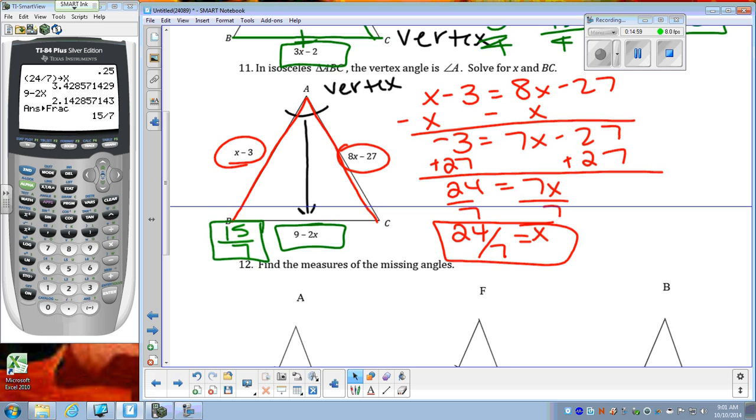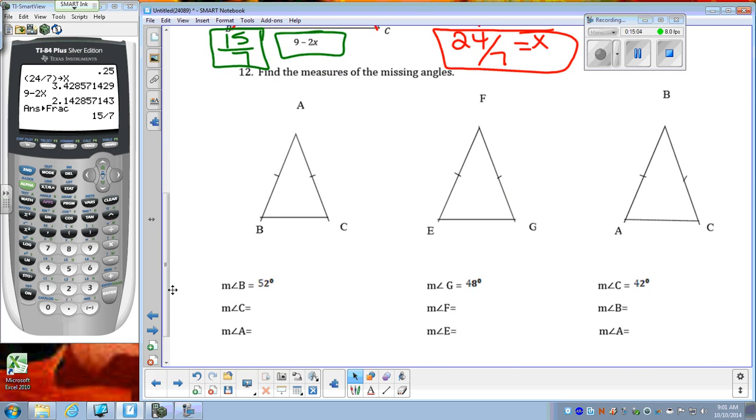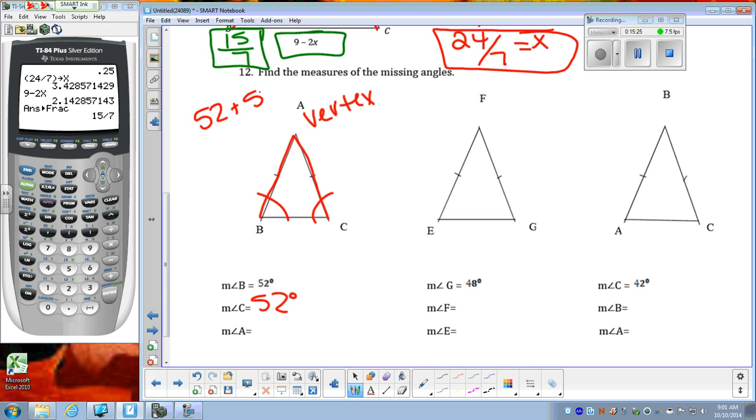Number 12, I need to find the measures of the missing angles. Since they're all isosceles triangles, I need to pay attention to which one is my vertex angle. I know my vertex angle is made up by my two congruent sides. So in this first triangle, A is my vertex, which means I know that B and C have to be congruent. Well, I'm given that angle B is 52 degrees, so that means angle C also has to be 52 degrees. And then to figure out A, I add the two 52s together, and then I subtract this from 180 to get that. This first one for angle A is 76 degrees.